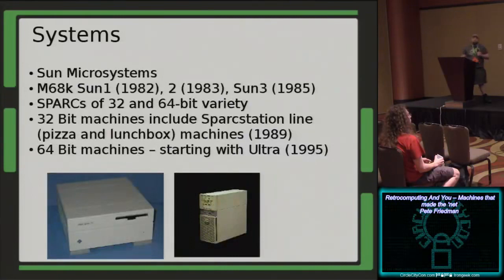And of course, Sun Microsystems. They started off with M68K, the Sun-1. And then SPARC, still around in the 64-bit variety. There was also a 32-bit version. Unfortunately, Debian discontinued support for SPARC 32 in Lenny. But that's okay, NetBSD still has a 32-bit version that will work.